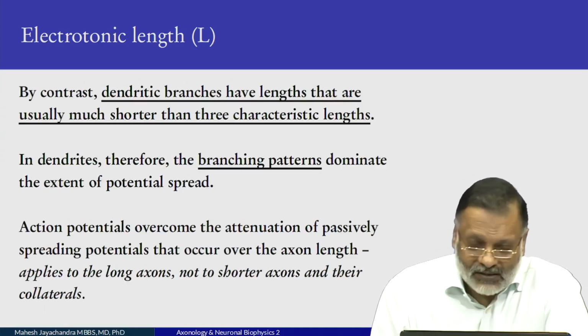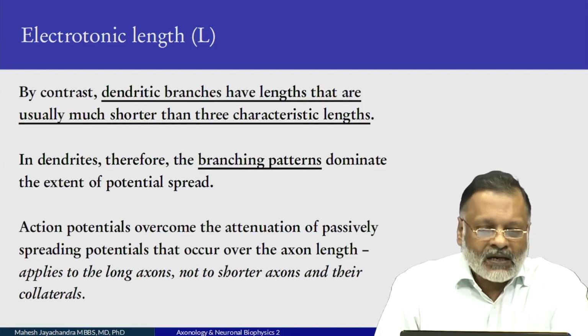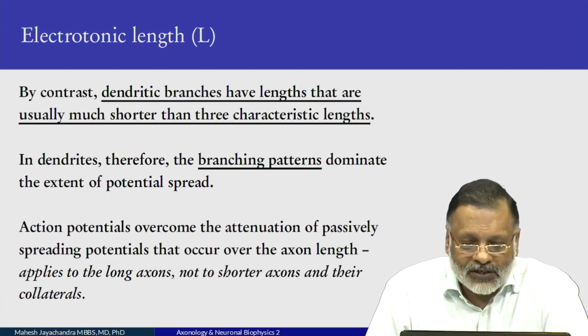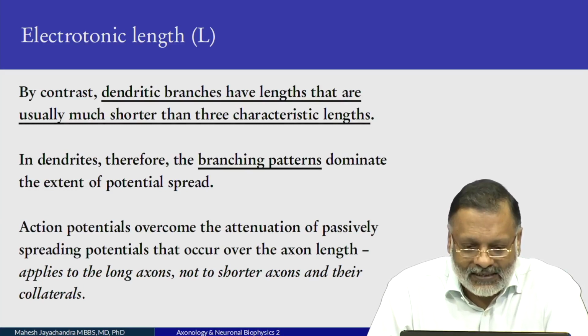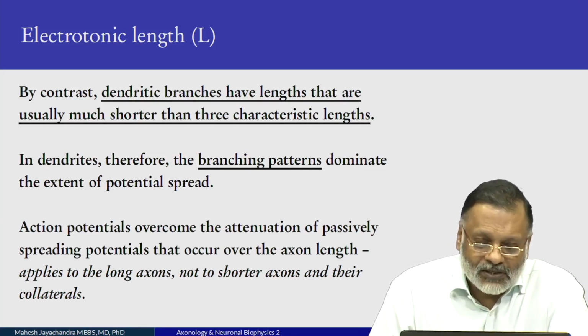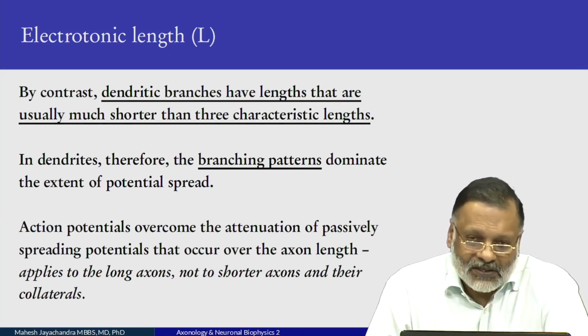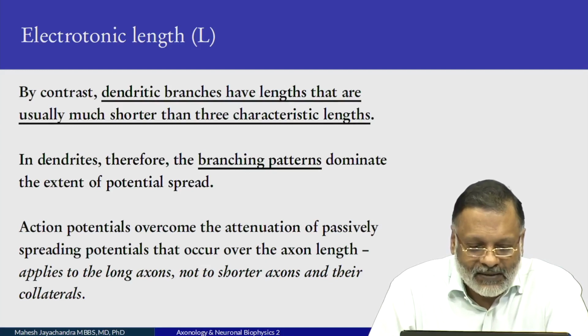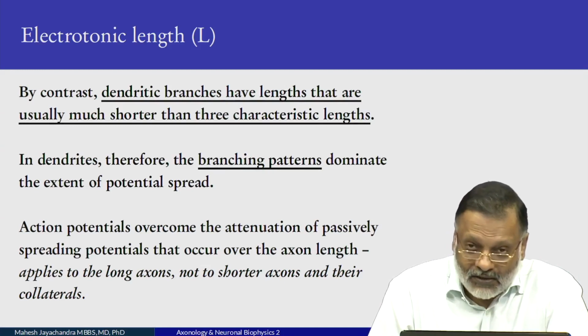But these were axons, what we discussed so far. If you look at dendrites, they have lengths that are very much shorter in size than axonal lengths and characteristic lengths. So, therefore, in dendrites, what's important is the branching patterns, which modulate the extent of potential spread. Action potentials overcome the attenuation of passively spreading potentials that occur over axon length. But this applies to long axons, not to short axons and their collaterals. Okay.